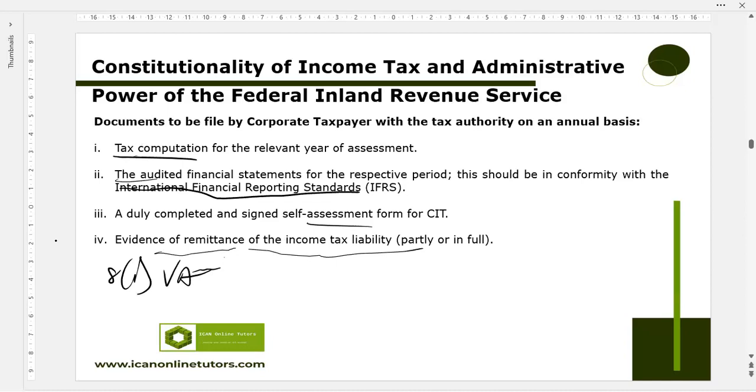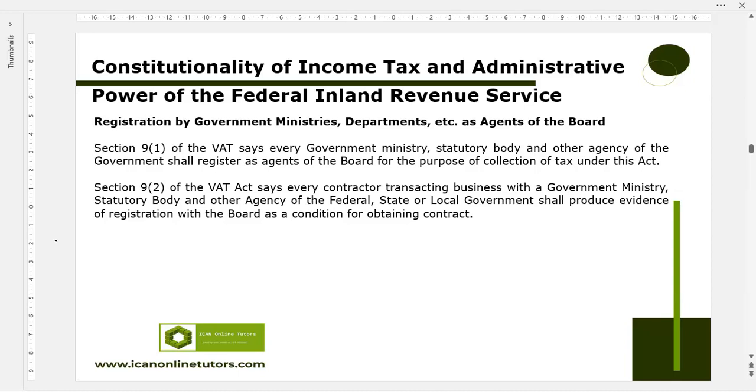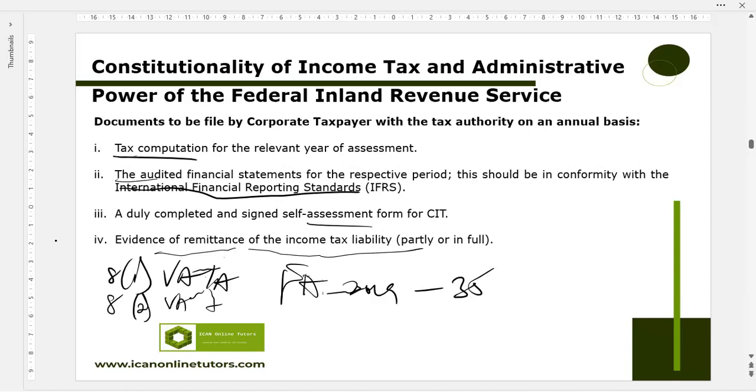Then the Finance Act of 2019 also states that Section 35 of the Finance Act amends the provision of Section 8, subsection 2 of the Value Added Tax Act. So, without prejudice to the provision of Section 32 of the Value Added Tax Act, a taxable person who fails or refuses to register with the board shall pay what? Shall pay a fine. Any person that refuses to register with the board within the stipulated time, what's the stipulated time? That's 6 months. So shall be liable to penalty and interest.